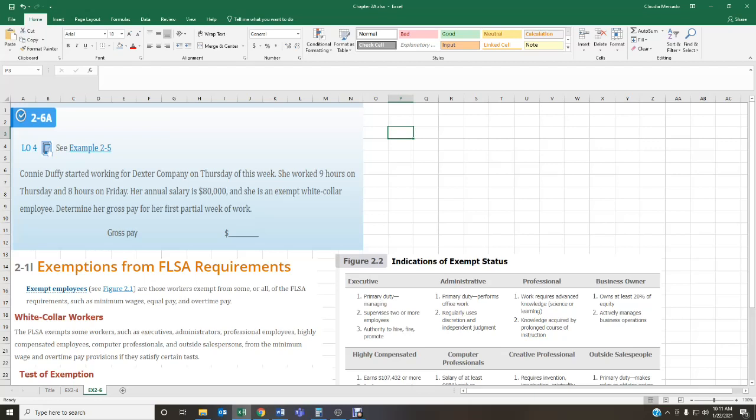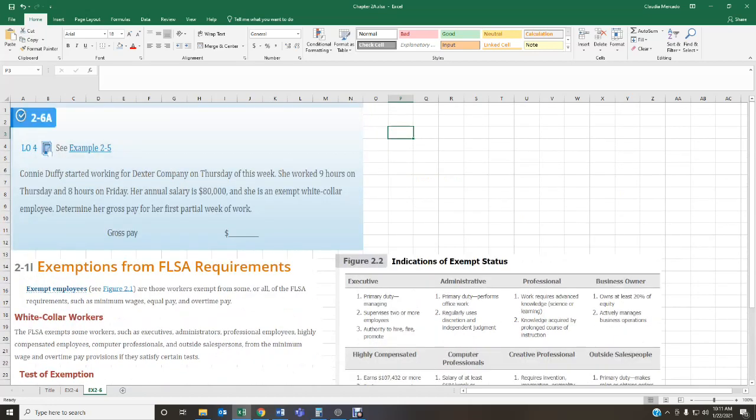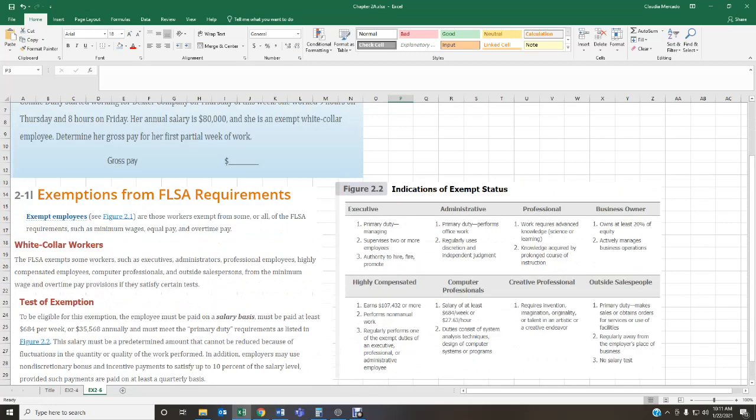Okay. Now, before we even dive into this problem, make sure that you read the information in the book. There's a lot of information. So here I've highlighted some information about exempt employees because this is an exempt employee. It says she's an exempt white-collar employee. So exempt employees are those workers exempt from some or all of the FLSA requirements such as minimum wage, equal pay, and overtime pay. Now, what is a white collar?